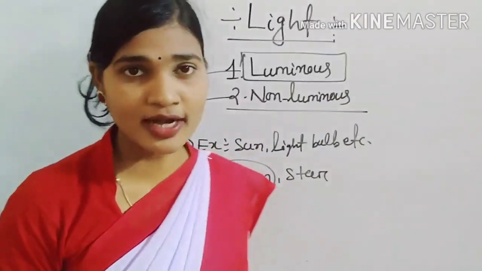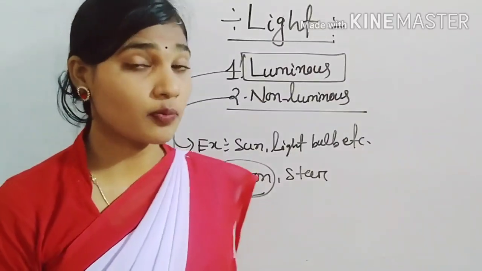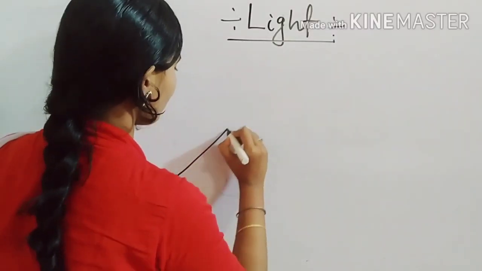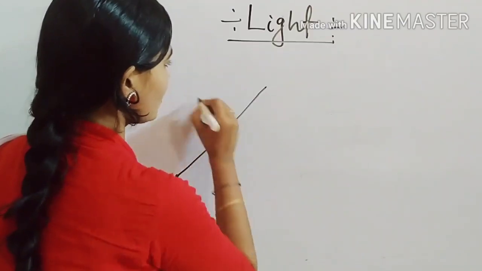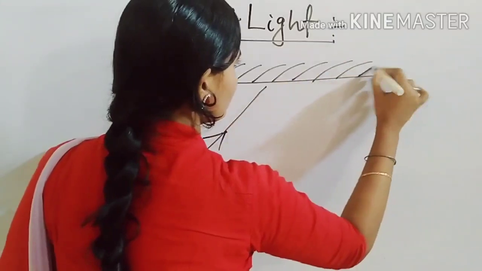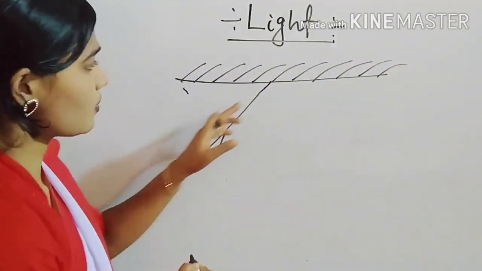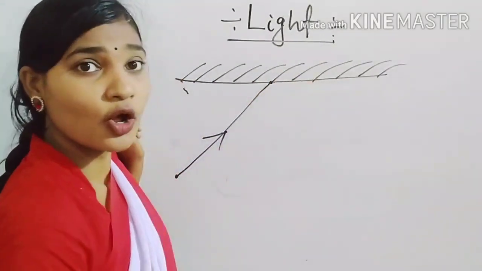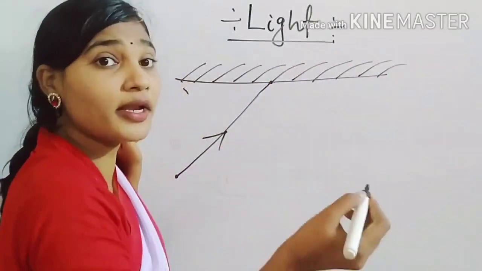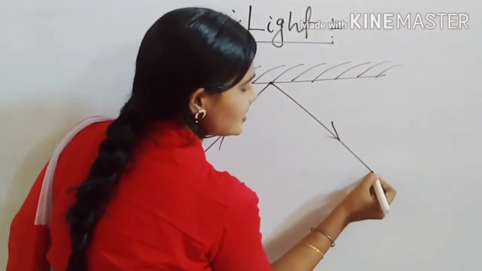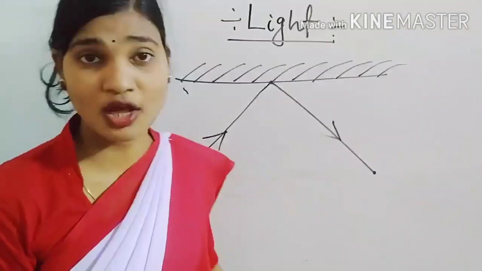After that, my third question is, what is the reflection of light? We know that when a ray of light from the source, here is the source, falls on an object, here is the object, this object is a plain mirror, it may pass through it, or it may be absorbed by it, or it may bounce or be reflected back. This is known as the reflection of light.